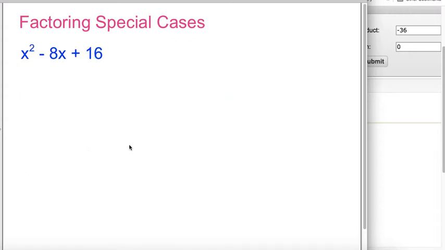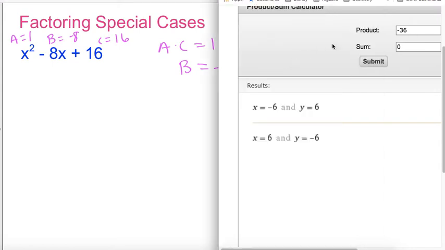Here is not the difference of squares, but it is also a special case. And so I'm going to factor it, and then I'll talk about why it's special afterwards. We do have 3 parts, so it looks just like all the problems we've been factoring earlier in the week. A is 1, B is negative 8, C is 16. So I want to do A times C, 1 times 16, 16. B is negative 8, so we want to have a product of 16 and a sum of negative 8.